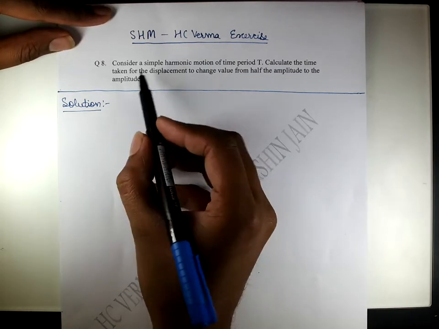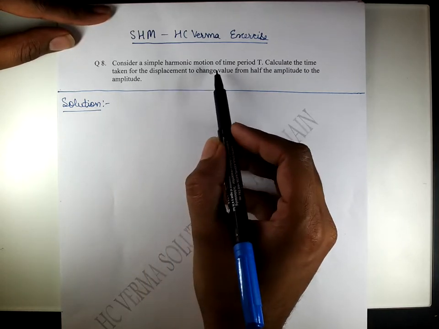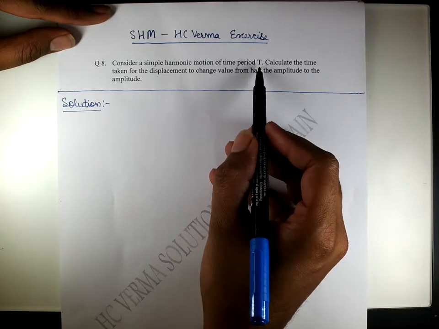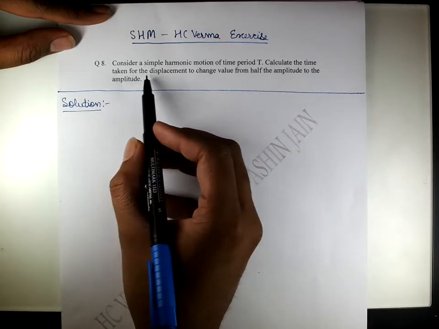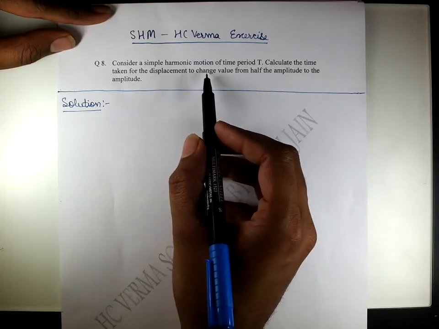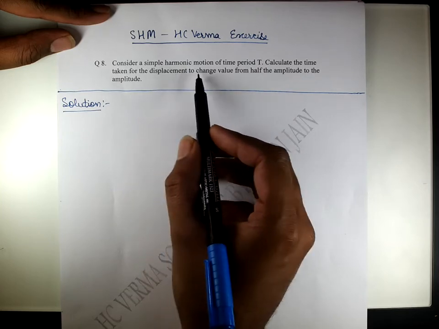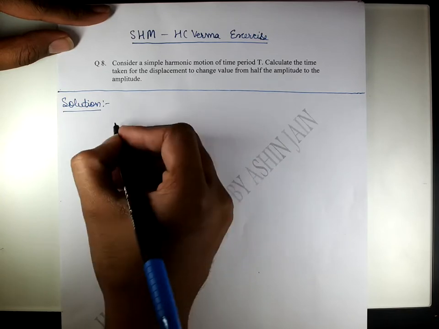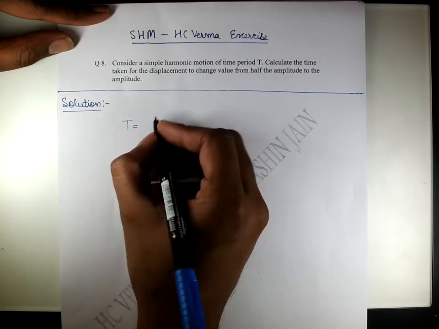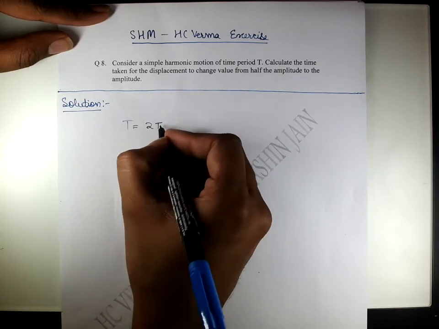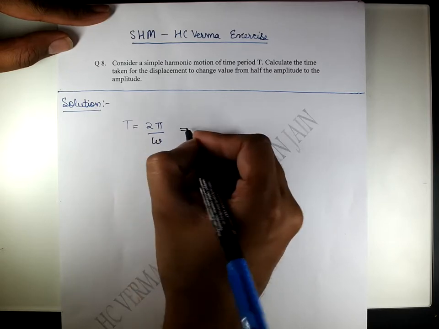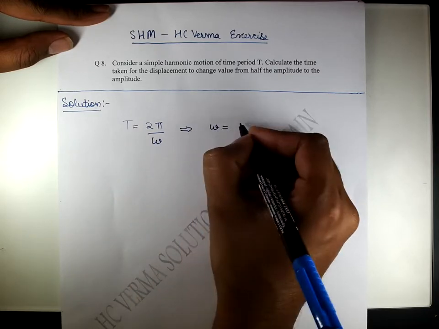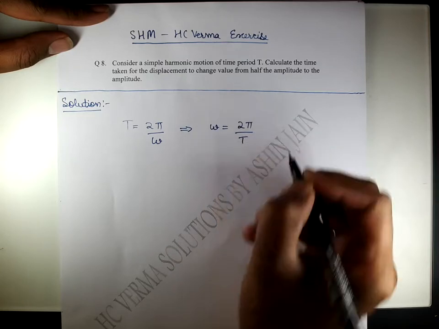Let's start this case. Consider a simple harmonic motion of time period capital T. Calculate the time taken for the displacement to change value from half of the amplitude to amplitude. In this particular problem, time period is given to you as T, which can be written as 2 pi by omega. So for this particular counterpart, omega can be written as 2 pi by time period capital T.